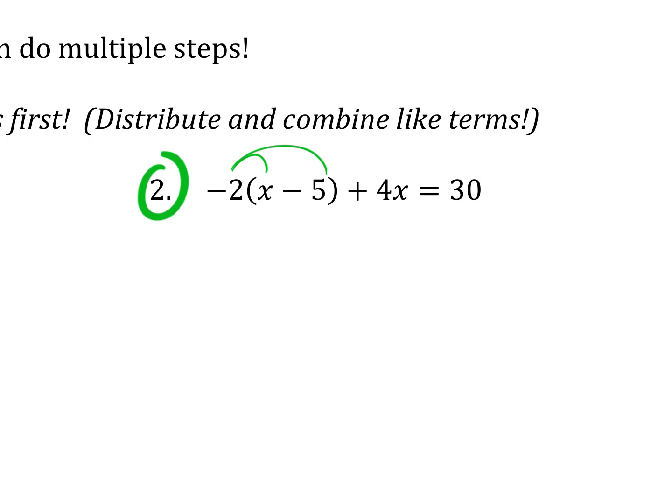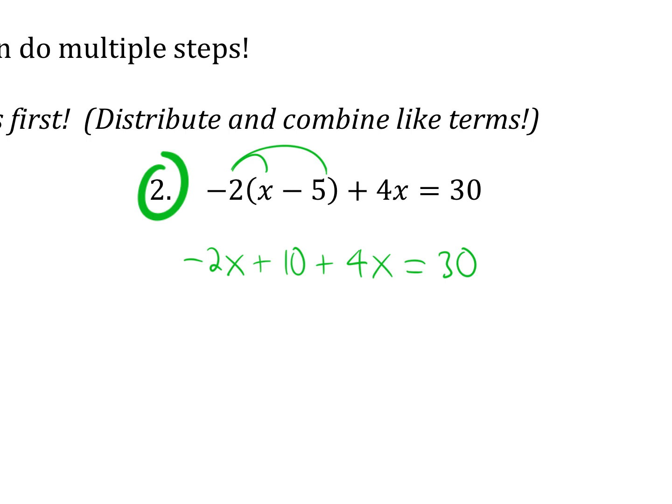It's actually just going to be to the x and negative 5. We're not going to go with the 4x because it's not in parentheses, okay? So what's negative 2 times x going to be? Negative 2x. How about negative 2 times negative 5? Plus 10. So we're going to keep the 4x here because we didn't distribute. We're going to kind of keep that the same. Equals 30.